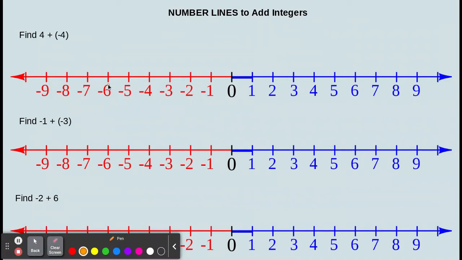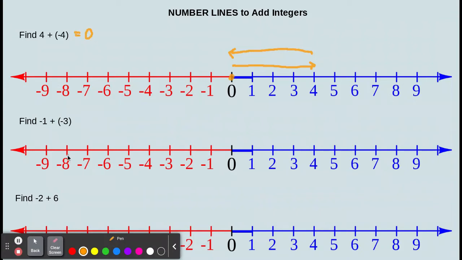So for this first problem, we have 4 plus a negative 4. So what we're going to do is move in the positive 4 direction first. We're going to start at 0 and move positive 4. Now it says we want to add a negative 4. So we're going to move 4 in the direction to the left, right? Negative 4. And where we end up is our answer. So our answer is 0.